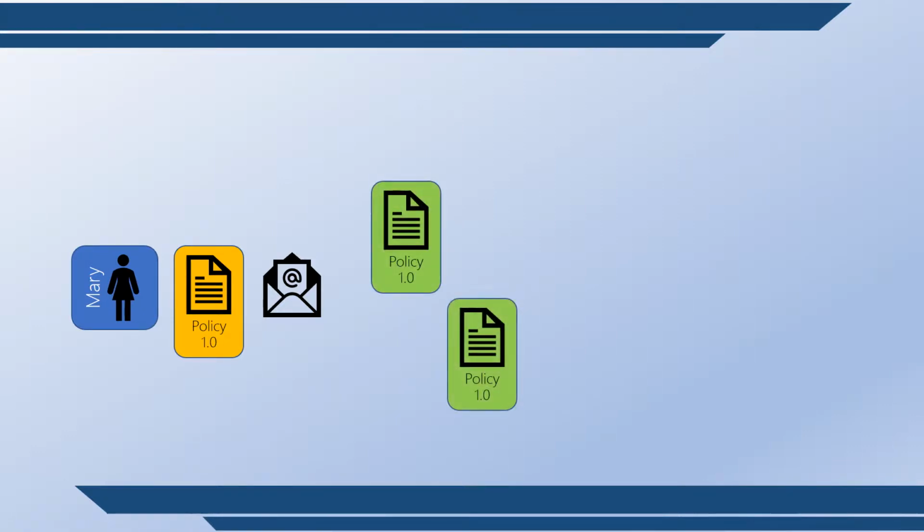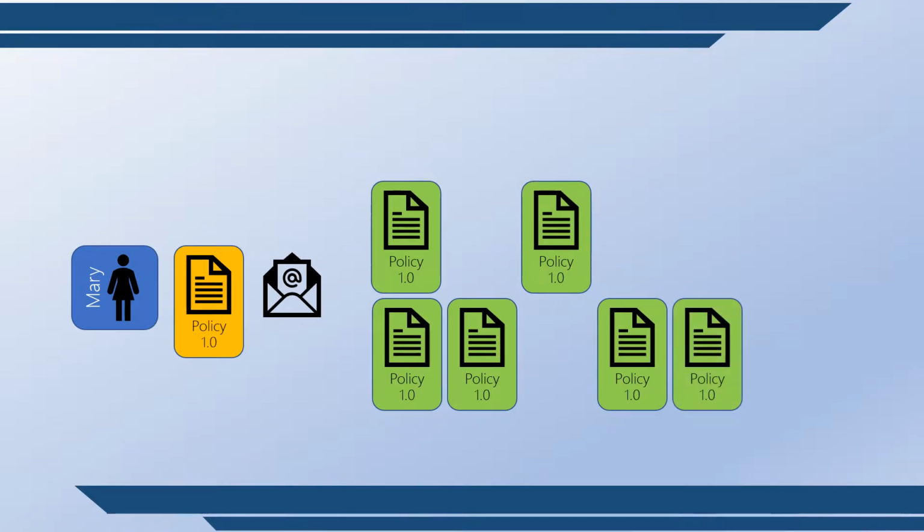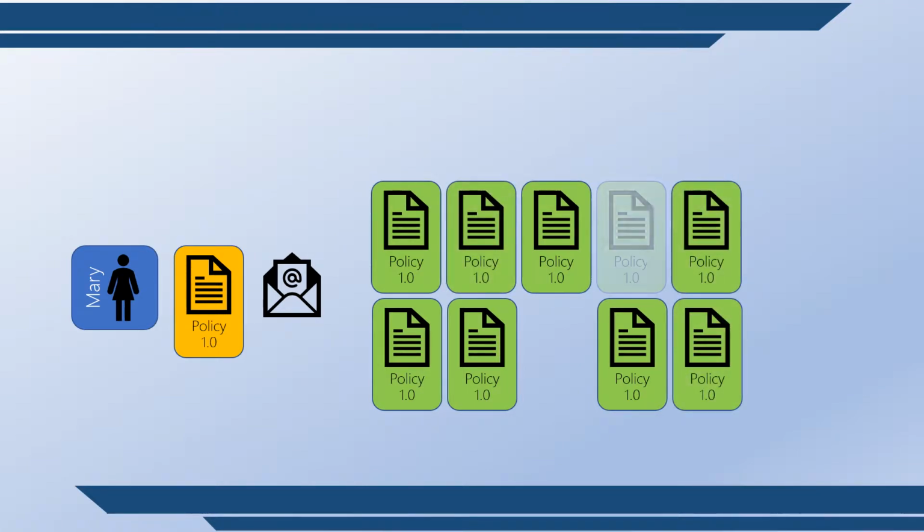Mary then emails a copy of the policy to everyone who needs it. There are 100 people in the organization, so we now have 100 copies of the original policy. Those 100 people may save the policy in any number of ways, from keeping it in their email folder, saving it to their hard drive, or printing it out. Some might even ignore it or accidentally delete it.